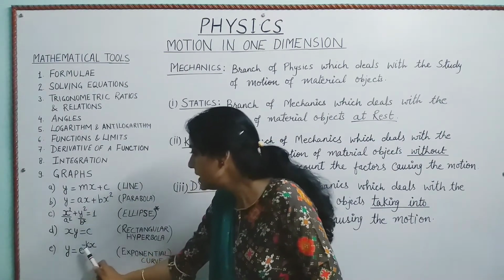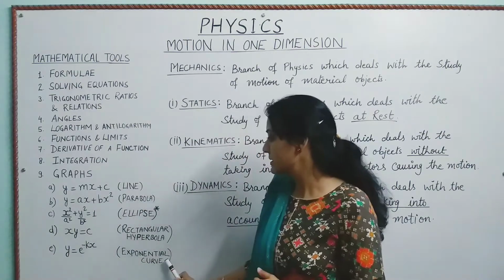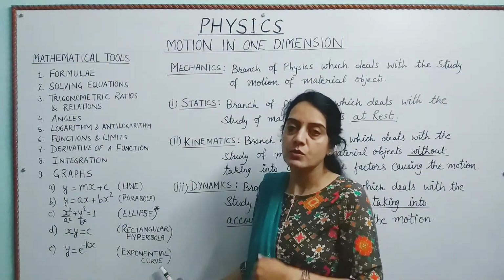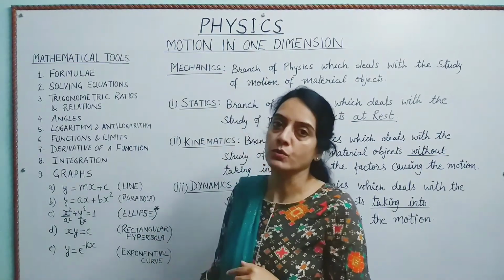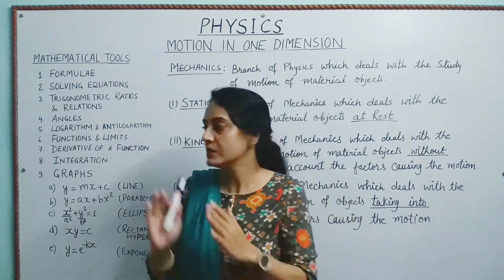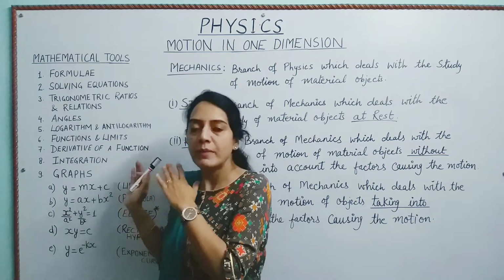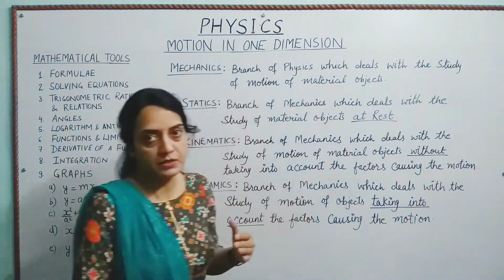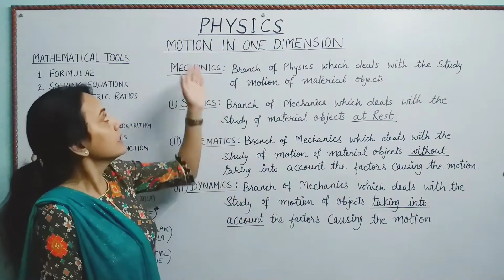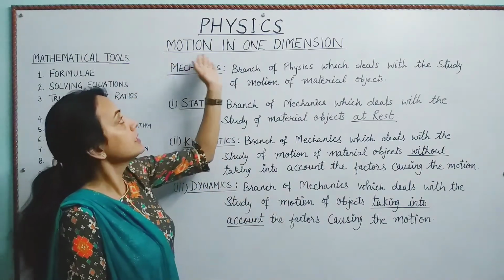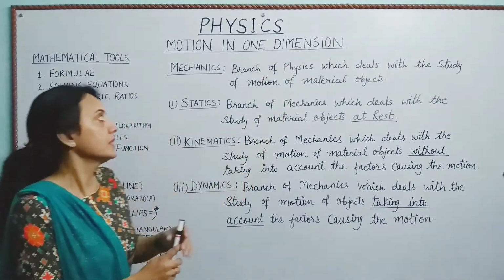y equals e power minus kx represents an exponential curve. So what kind of graphs come out, we need to know before studying physics, because these are used at many places in physics. So first of all, we will start with the physics. Today we will deal with motion in one dimension.